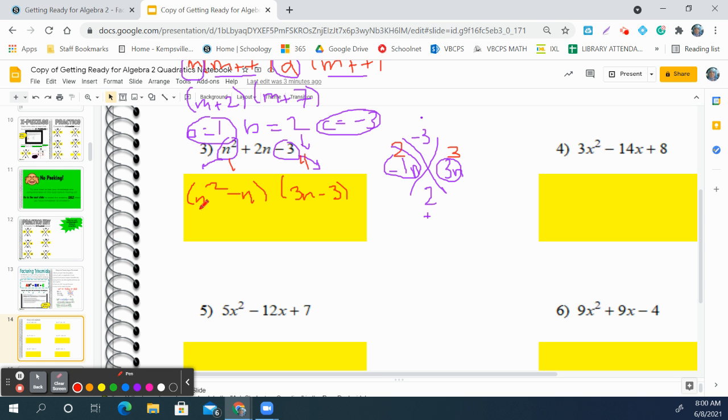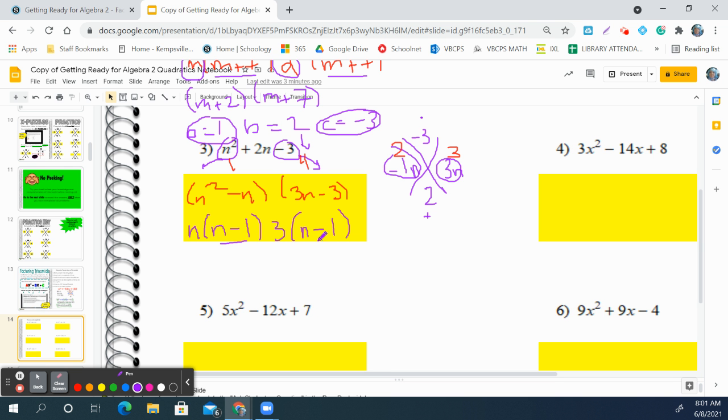Okay? What can I take out of n squared minus n? N. Just n, and what's left over? N squared divided by n is n, and negative n divided by n is -1. What can I take out of 3n and -3? 3. And what's left over? -1. Because 3 divided by 3 is 1. That's the easiest thing to get wrong, is just thinking that the 3's cross out. But 3 divided by 3 is going to be 1.